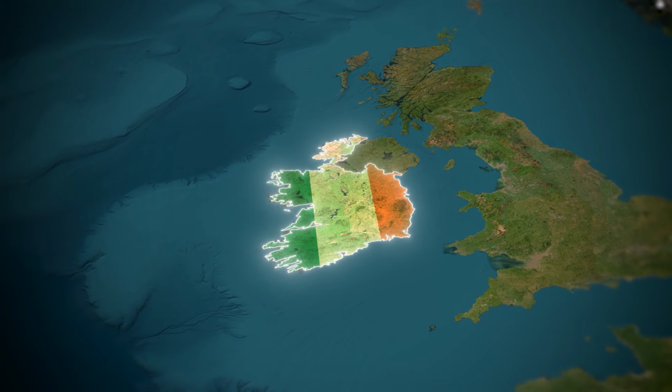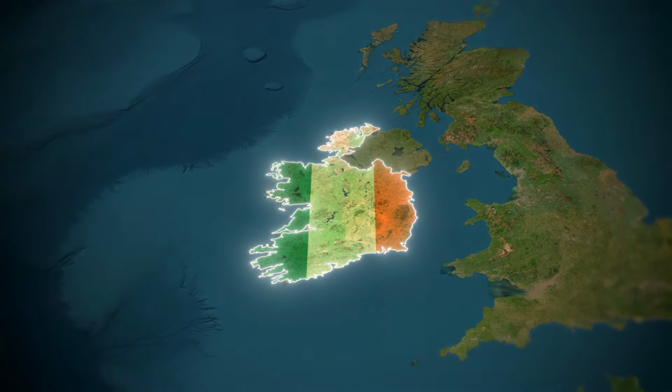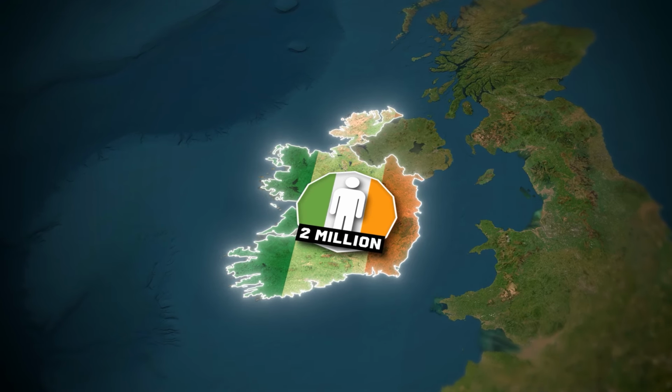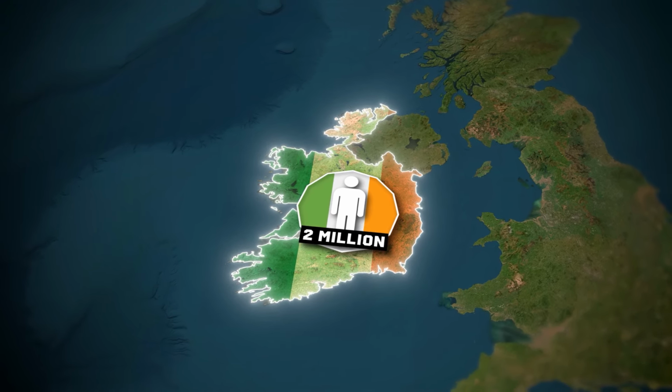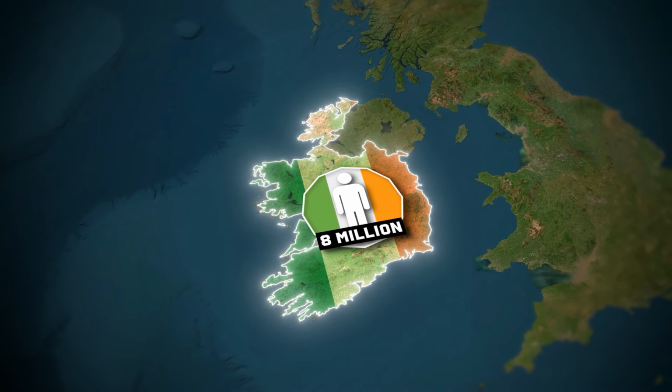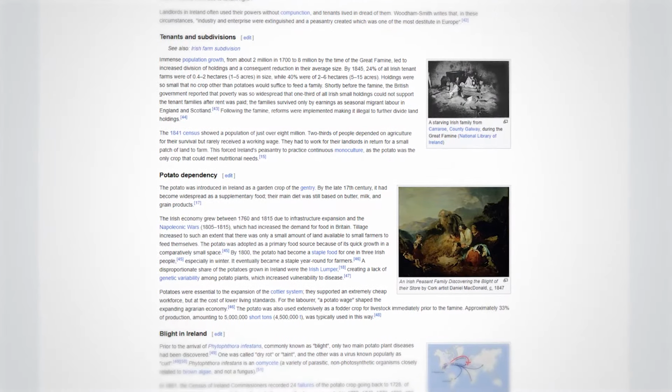But right before the famine hit, there were several other factors in play. Let's go back to 1700, when Ireland's population was merely at 2 million. By the time it was the mid-1800s, this population had increased by 4 times, standing at 8 million right before disaster struck. With more people, land started getting chopped up into smaller and smaller pieces.